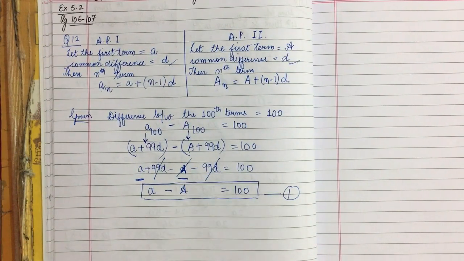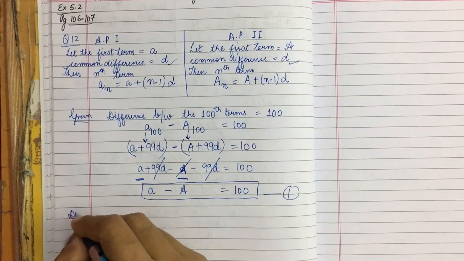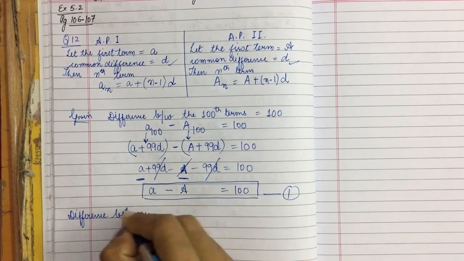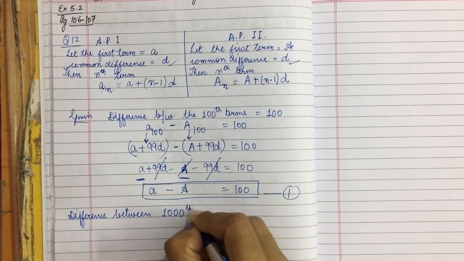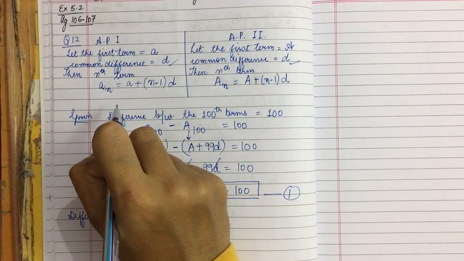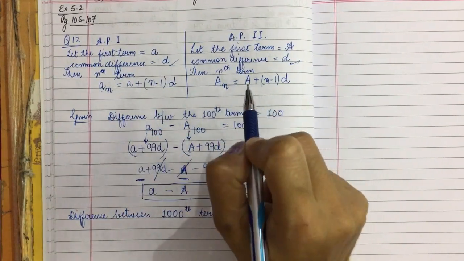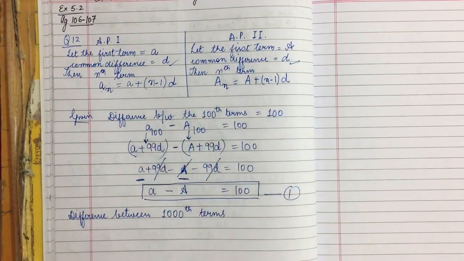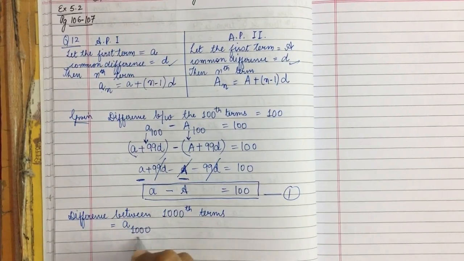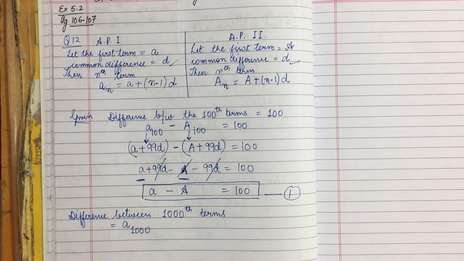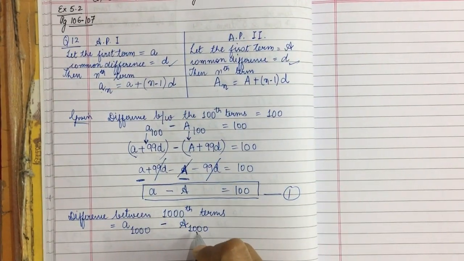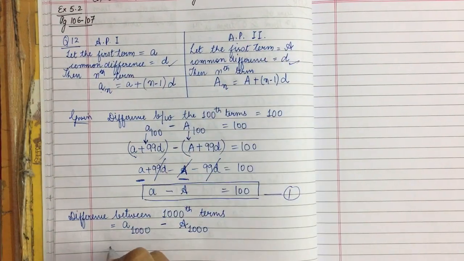Now I'm going to find out what they're asking. They are asking us to find the difference between the 1000th terms. So if I write down the 1000th term for the first progression and the 1000th term for the second progression, what will be the difference? This will be given by a1000, the 1000th term from the first progression, minus capital A1000, the 1000th term from the second arithmetic progression.